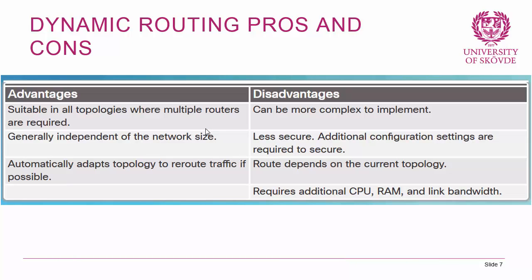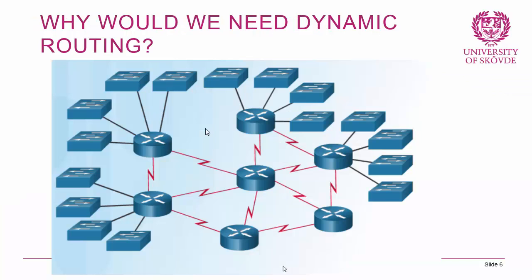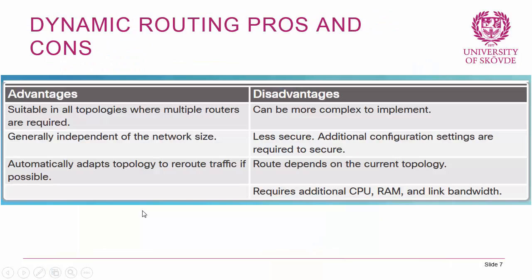Also, it automatically adapts to the topology to reroute traffic if there is a change in the topology. So in this case, if this router is configured to take this path to reach the networks down here, and this path fails, well, then the traffic isn't going to go there. But if you use dynamic routing, it will be able to recalculate and realize that it can also take this path, and the networks will still be reachable.